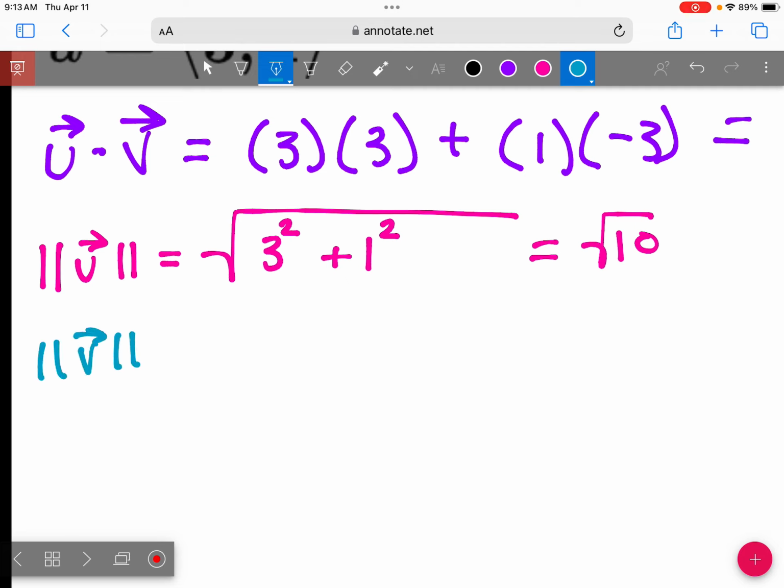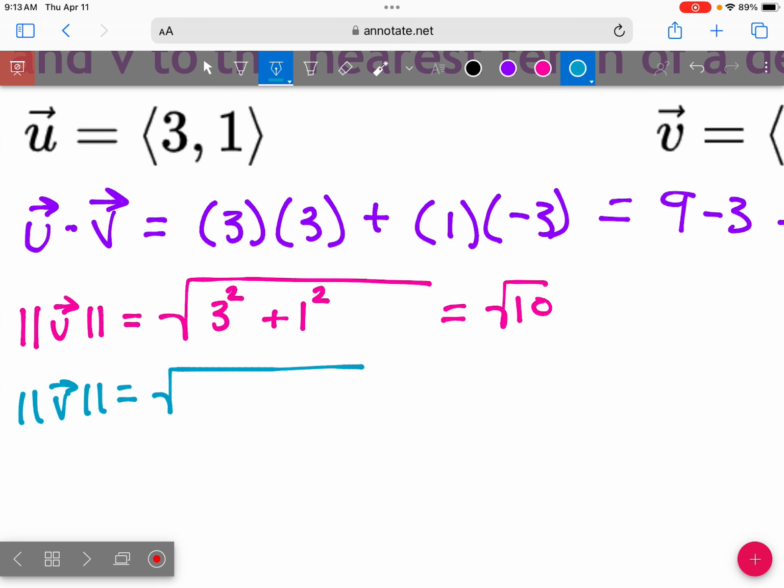So then we need to find our magnitude of v. Same vibe. We're going to do 3 squared plus negative 3 squared. So 3 squared is 9, plus negative 3 squared is 9, so square root of 18.